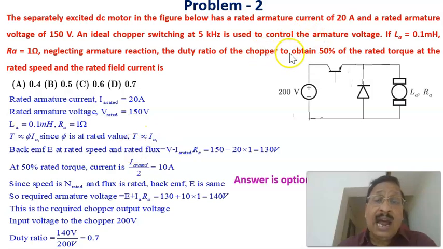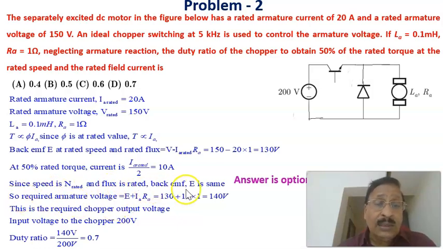Now, half the rated torque means half the rated current. The rated current is 20 amperes, so the current will become 10 amperes. Corresponding to 10 amperes, the speed is not changing and the field flux is not changing, therefore the back EMF is not changing. Since the back EMF is not changing, now we have to calculate what should be the voltage across the armature for the second case.